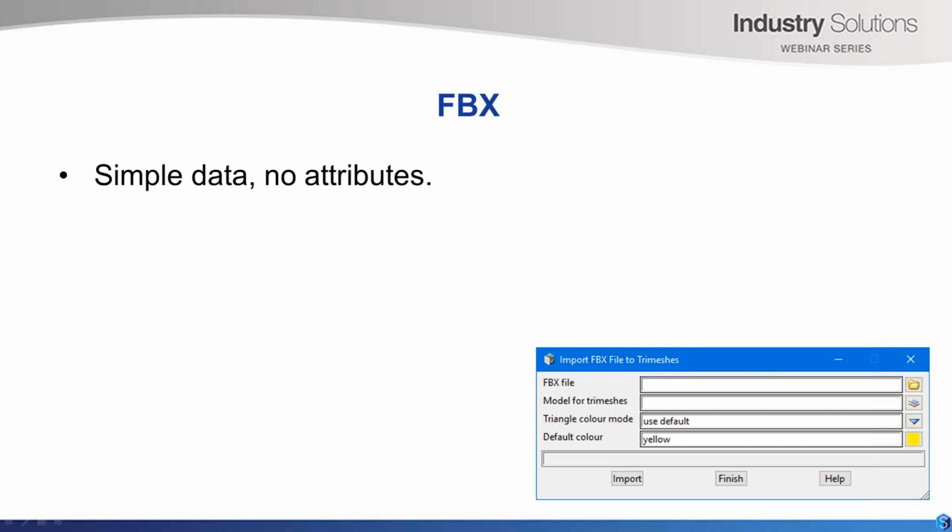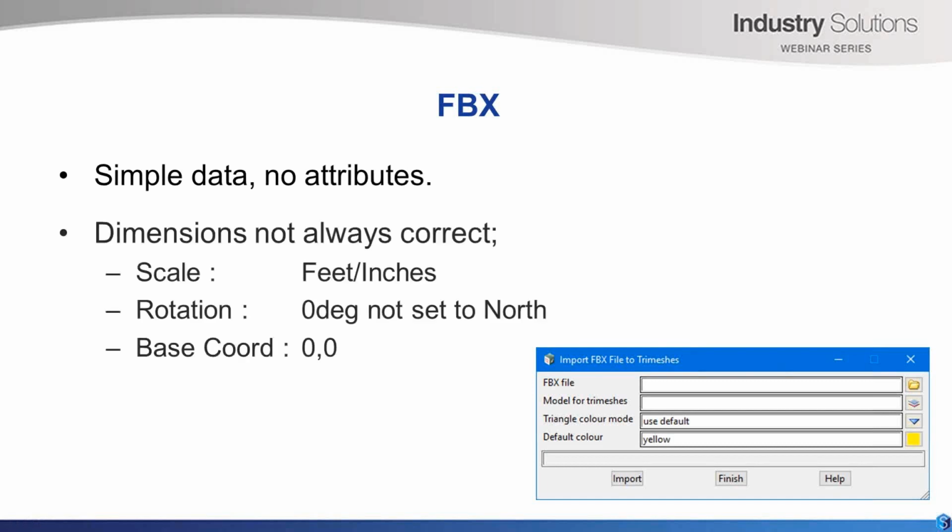FBX. Again, simple data, no real attributes. And one thing we found recently is that it's not always in the correct scale or rotation. It seems to be coming out in inches depending on the software, and it'll have 0 degrees set to the east, or to the right, rather than to the north. And of course the base coordinates will be down at 0, 0.